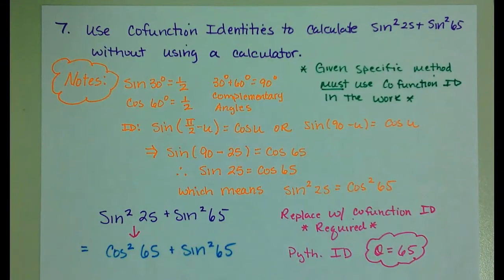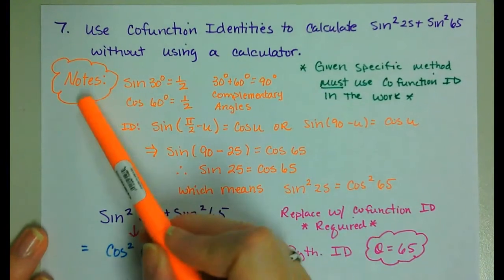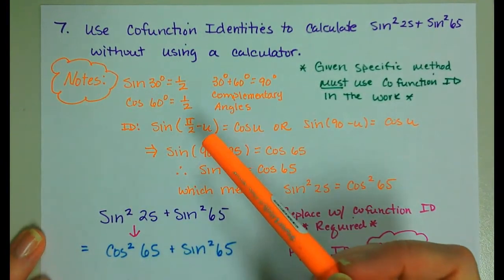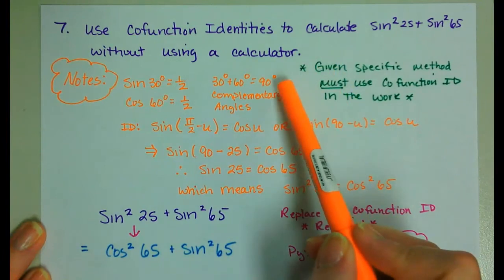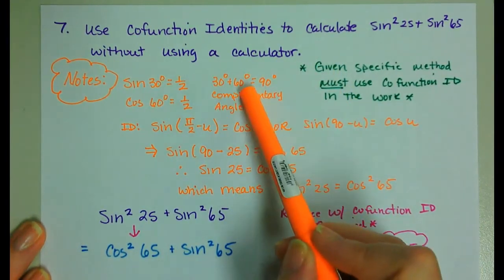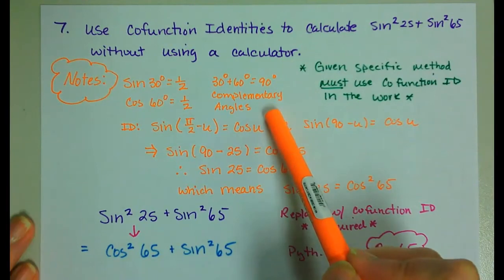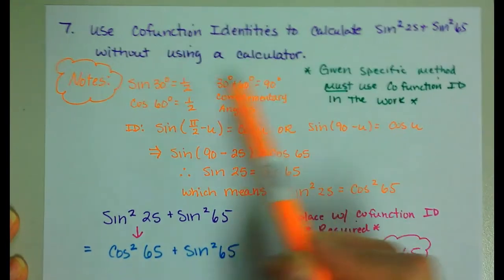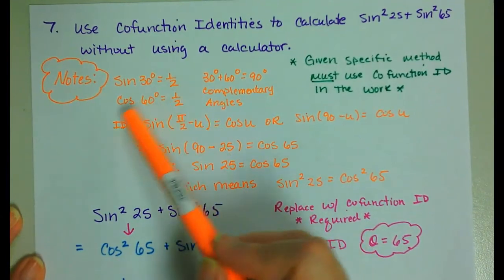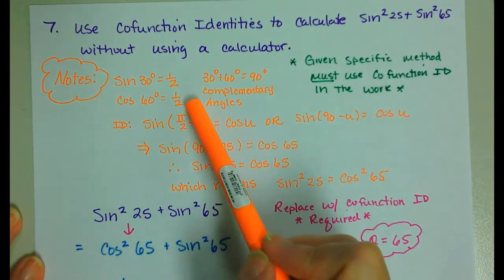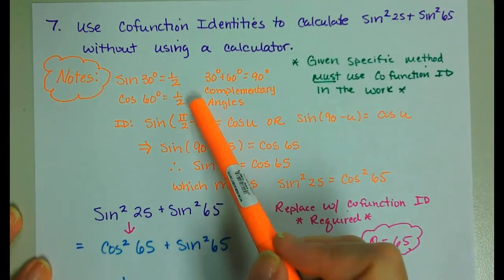We have 7, which says use cofunction identities to calculate sine squared 25 plus sine squared 65 without using a calculator. So this is given a specific method, so you must use cofunction identities in your work. So let's kind of go back and review a little bit here in the notes section. When we studied right triangles, that's a 90-degree triangle, which means the other two angles, 30 plus 60, gives me 90 degrees, and they're complementary angles. So in this triangle, sine of 30 degrees is 1/2, and cosine of 60 degrees is 1/2.